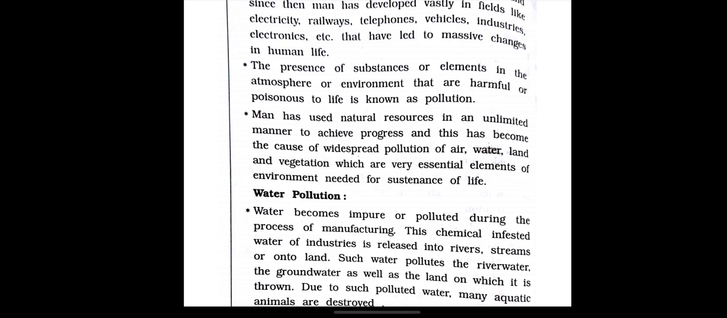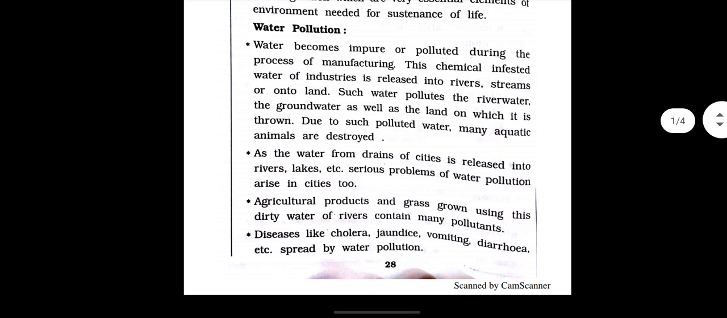Now, we will learn about the various types of pollution. We all know that pollution may be of land, water, air. So first of all, let us see what there is in water pollution. Water becomes impure or polluted during the process of manufacturing, while producing goods in the factories or in the industries. That uses up lots of natural oil and different gases, and due to that the pollution in water is increased.